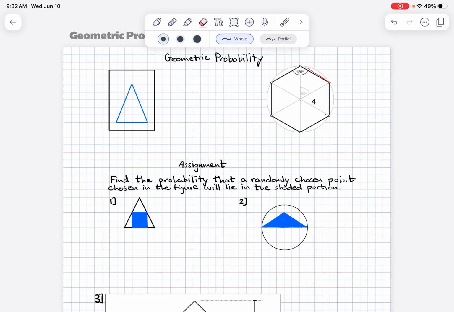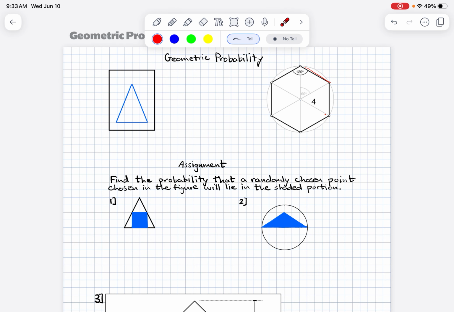Now let's take what we know about polygons and look at geometric probability. Here's the way geometric probability works. Here's the way the game is played. Let's suppose that we have some region, like in this case, a rectangular region. And inside that region is a smaller triangular region.